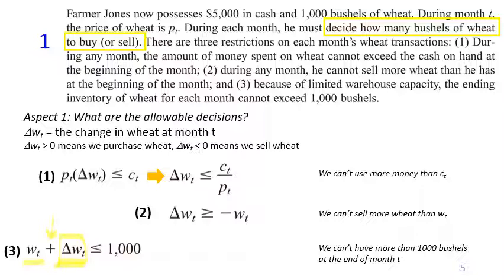So the sum of what you have at the beginning plus your transaction must be less than or equal to 1,000. Same as before, just to make everything neat, I move the WT to the other side.